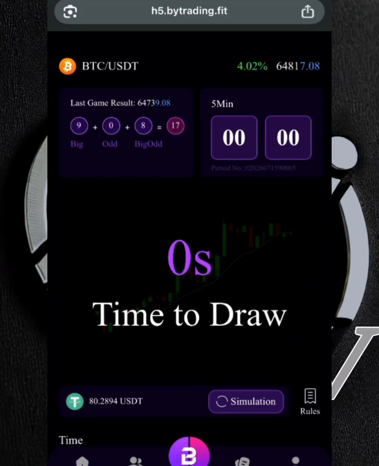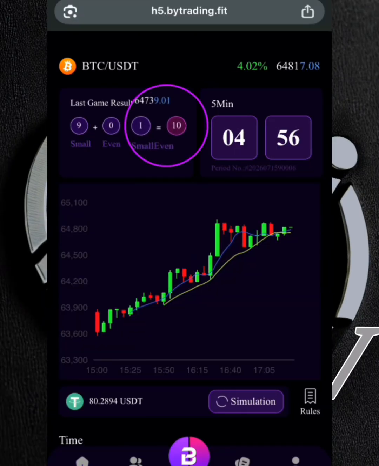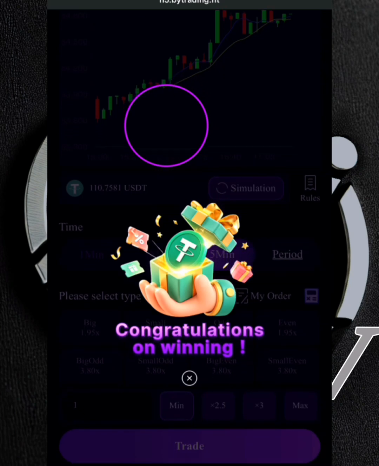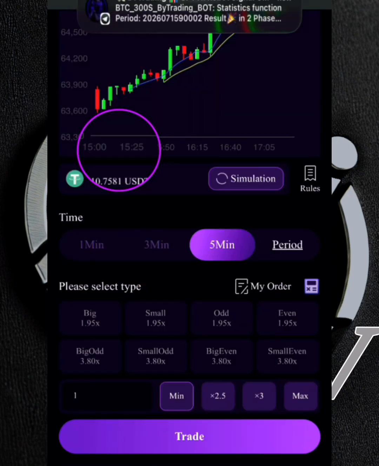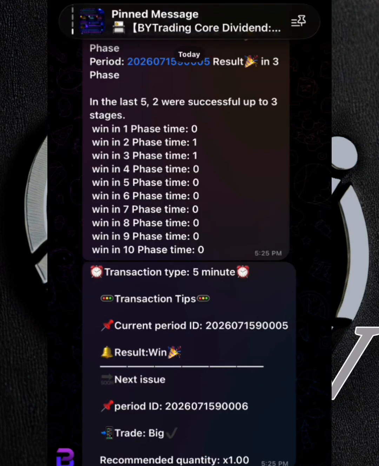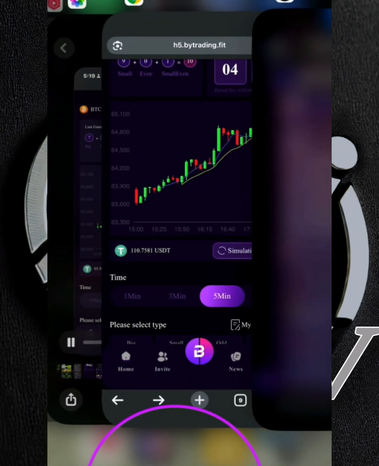And for this fifth phase, I resulted in a win. You can see for the fifth phase, I've made a profit of about $10, covering for my losses and also making profits. That signal has been dropped, which said we should trade on big, recommended quantity of 1x.